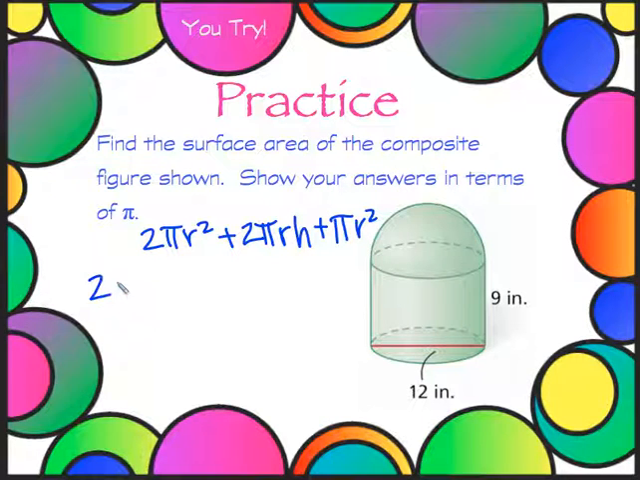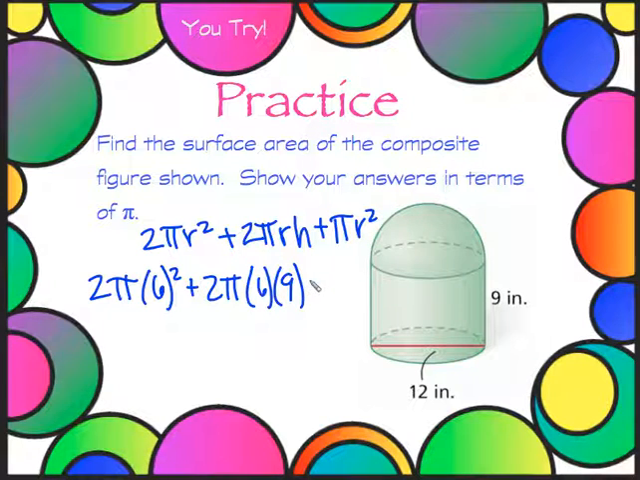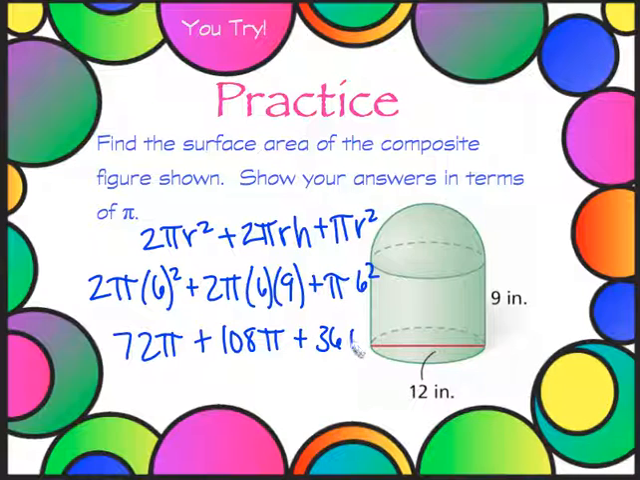So we get 2 pi 6 squared plus 2 pi 6, 9 plus pi 6 squared. So we get 36 times 2, 72 pi. 6 times 9 is 54, times 2 is 108 pi. And then we get 36 pi for that last one.